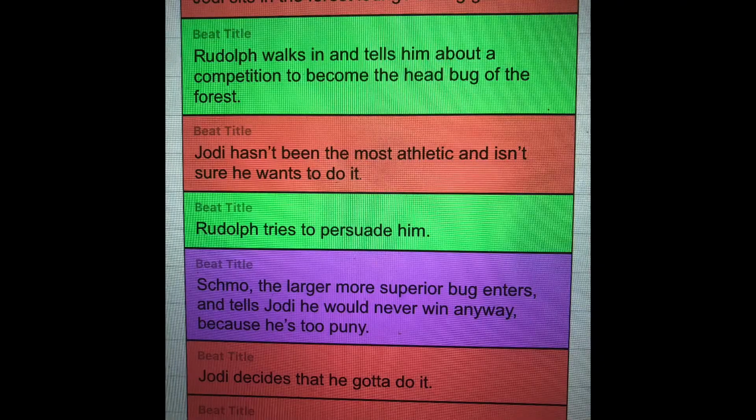Jody decides he's got to do it. So in that paragraph, you have each of the characters color-coded and their action, but you're also taking into account the emotional drive of the story. And I do this for each scene until each act is complete. So from those beats, I do a more developed outline.